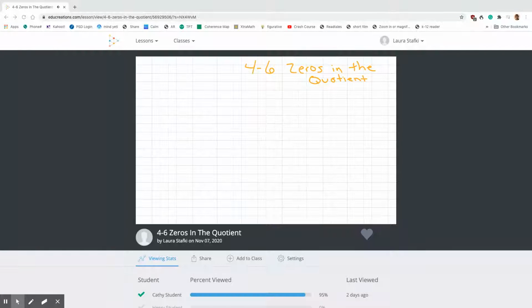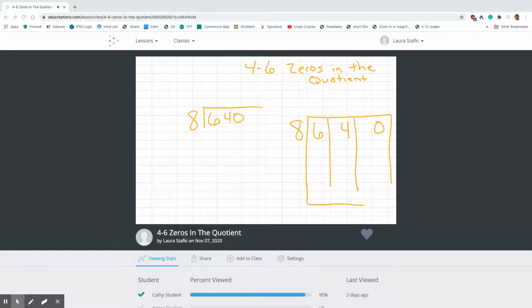Today we're going to look at lesson 4-6, which has us learning how to add zeros in the quotient. I'm going to be working on a few problems from the reteaching page. So this is our first problem. I want you to take it and, using the box method, get this ready to solve. Go ahead and pause your video here.